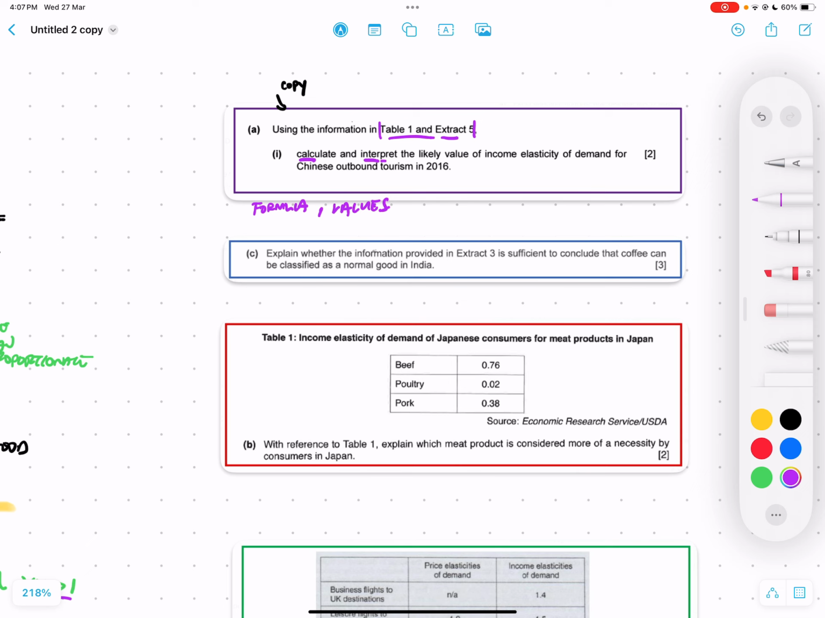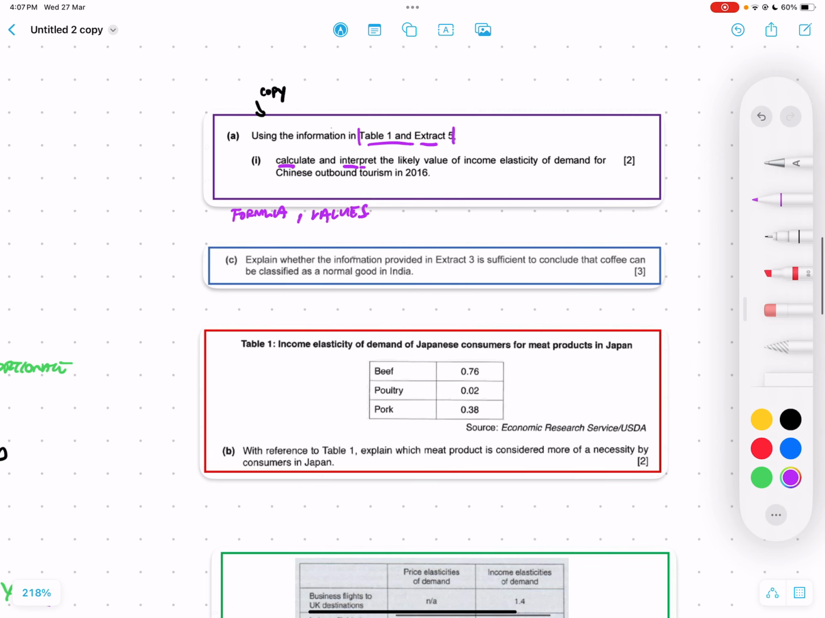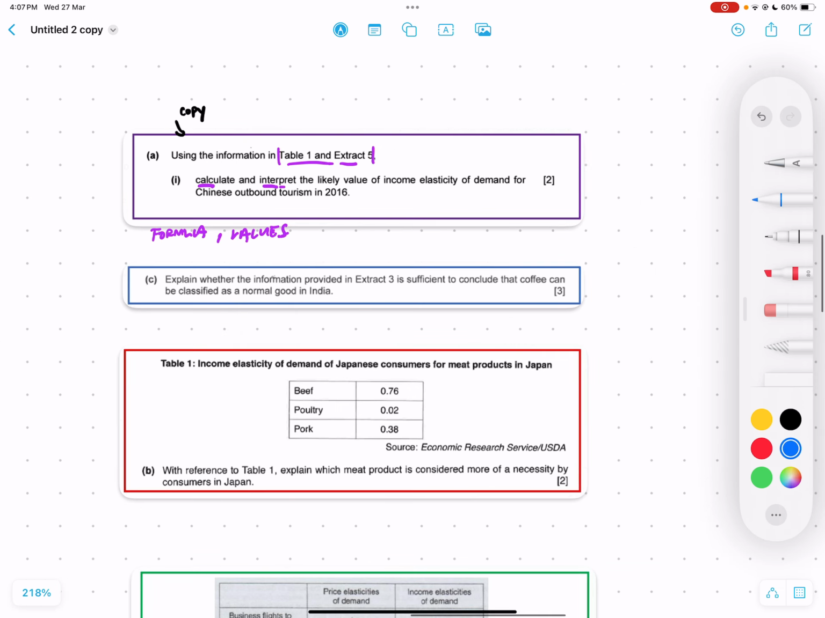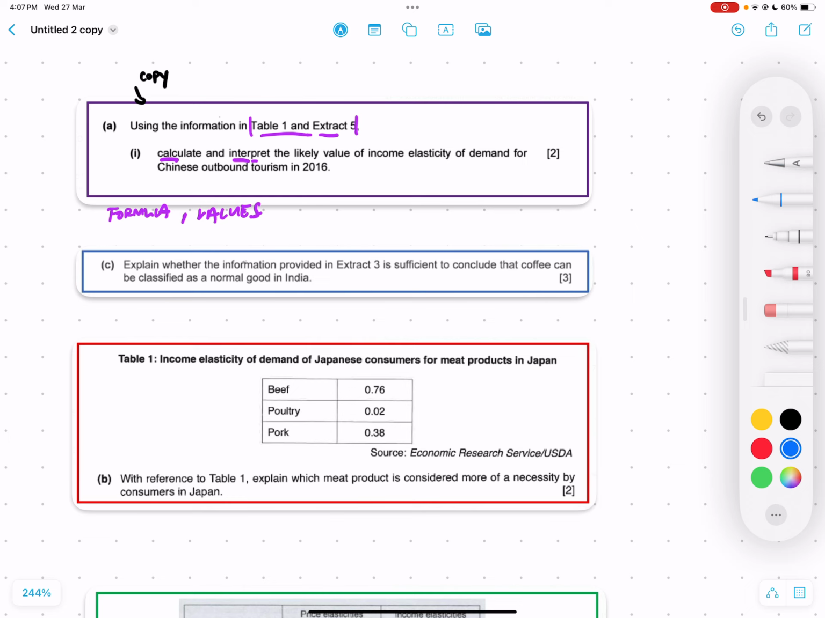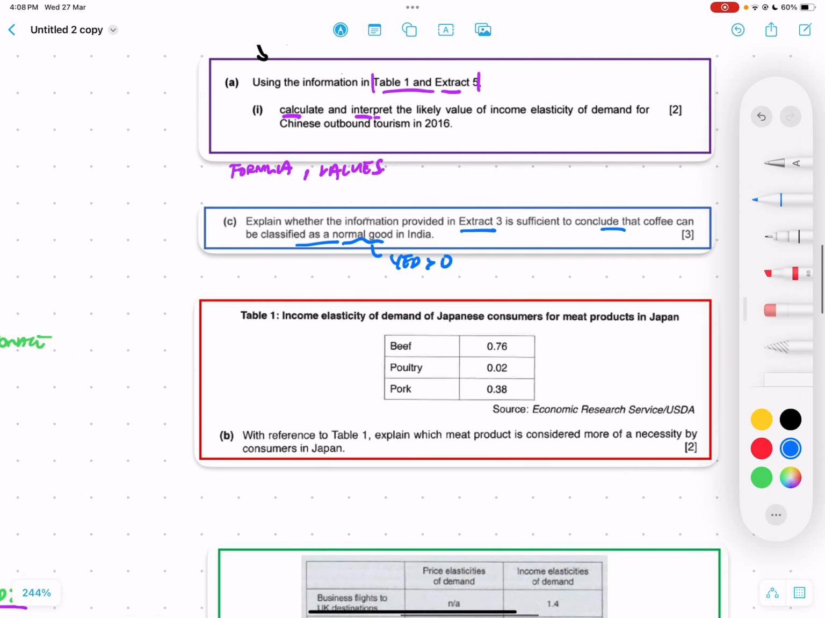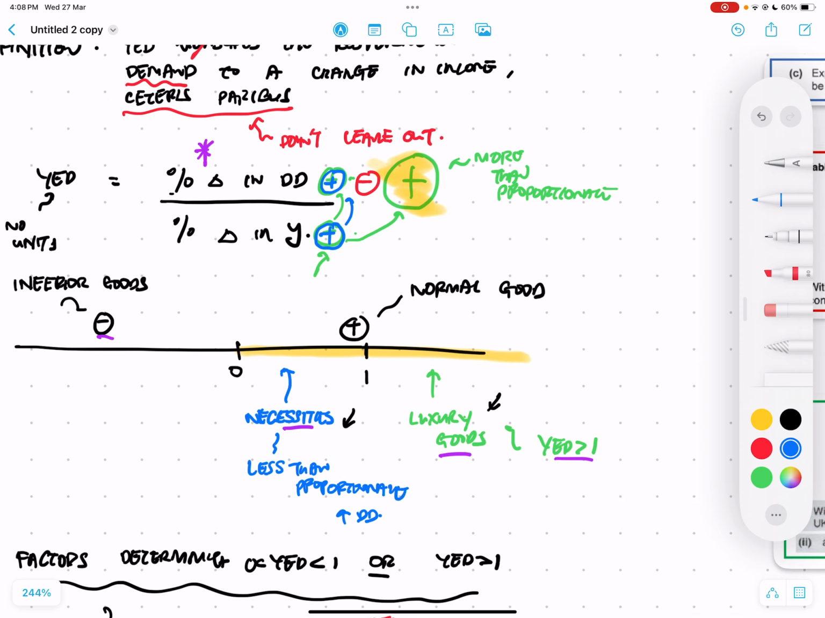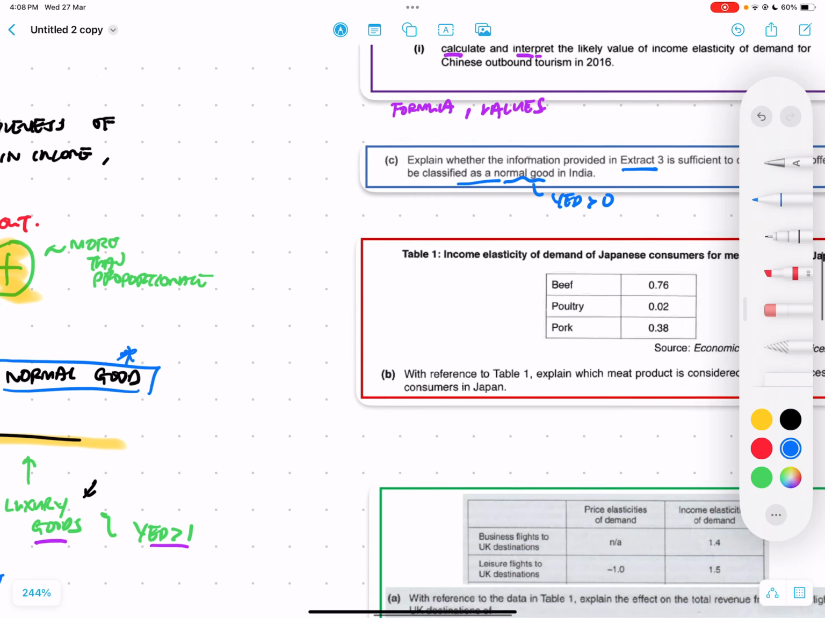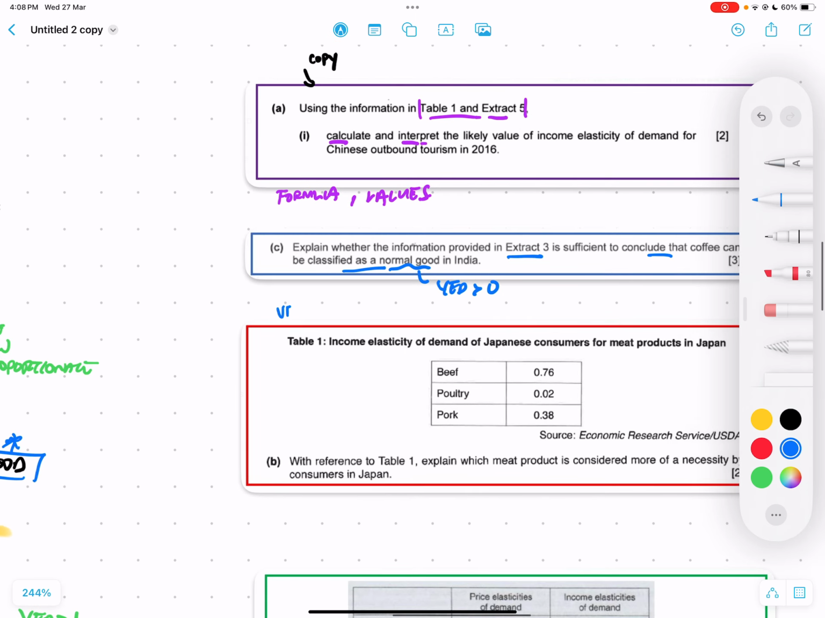This is how you'll be tested. There's one way. The blue color question asks you to explain whether the information provided in extract 3 is sufficient to conclude that coffee can be classified as a normal good in India. A normal good means YED is more than 0, so this one is testing you on the labels, whether you know it's a normal good, from the values and the labels.